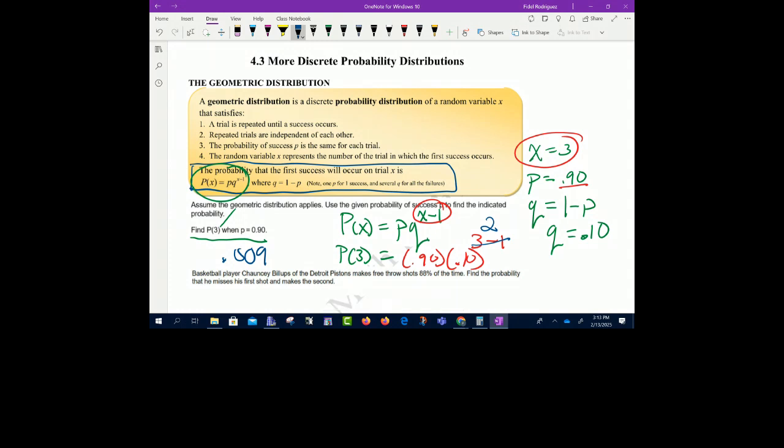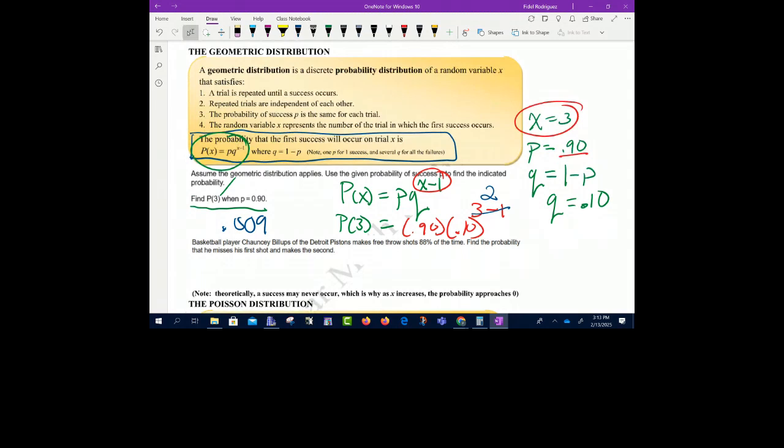So now let's do this with a little bit of context. I apologize because the author of the book is using some old players, since Chauncey Billups has not played in a very long time. But it says basketball player Chauncey Billups of the Detroit Pistons makes free throw shots 88% of the time. Find the probability that he misses his first shot and makes the second.